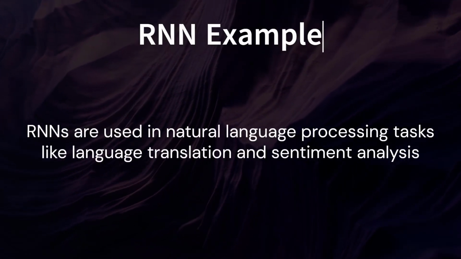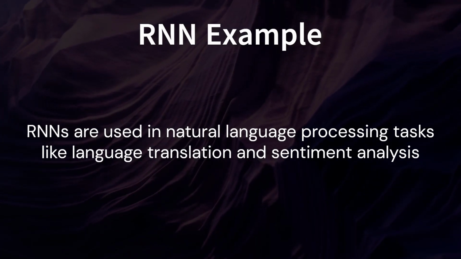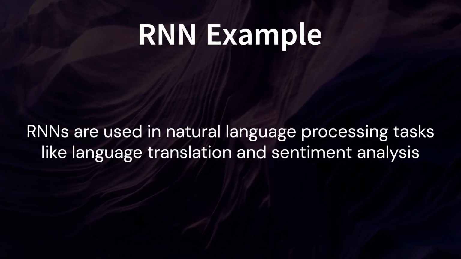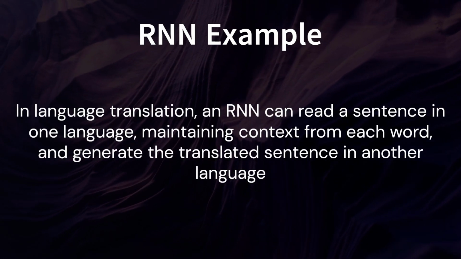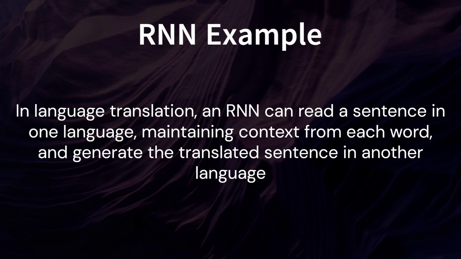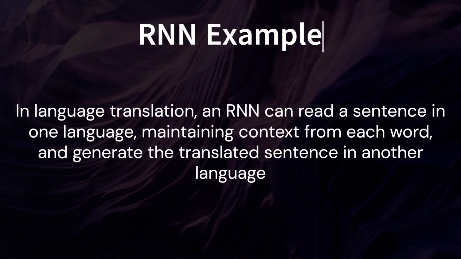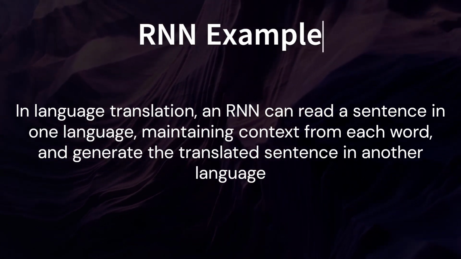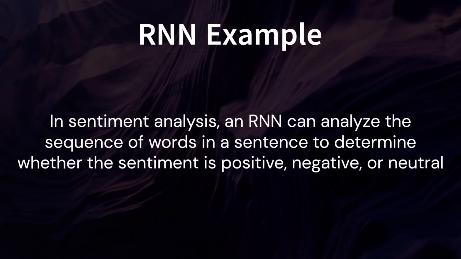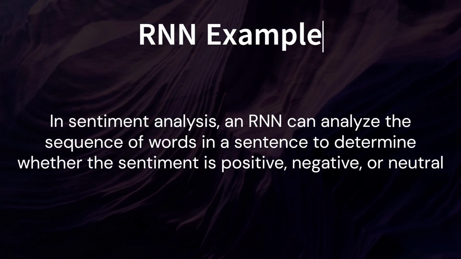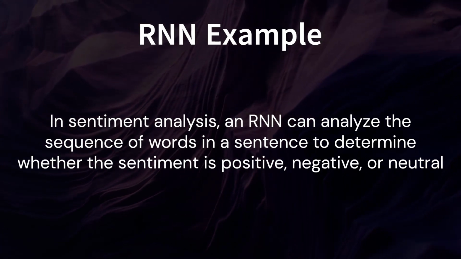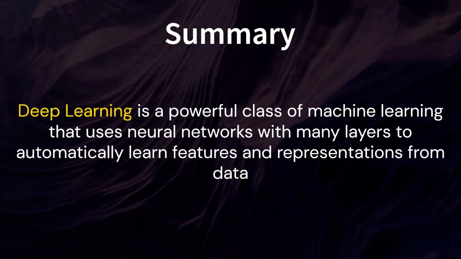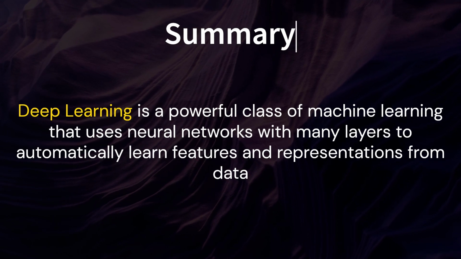For example, RNNs are used in natural language processing tasks like language translation and sentiment analysis. In language translation, an RNN can read a sentence in one language, maintaining context from each word, and generate the translated sentence in another language. In sentiment analysis, an RNN can analyze the sequence of words in a sentence to determine whether the sentiment is positive, negative, or neutral.